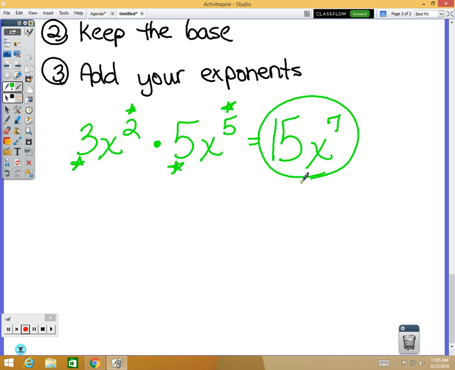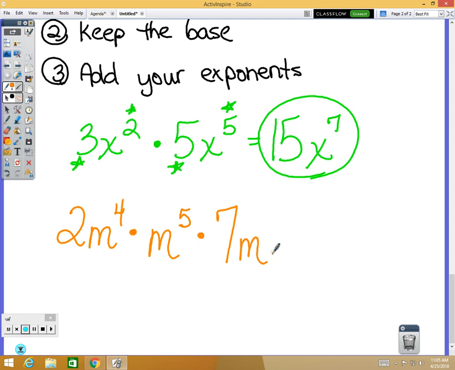All right, I'm going to give you one to do on your own, and then we'll move on. Let's say we have 2m to the 4th power times m to the 5th power times 7m. Try that one on your own. All right, Stephen, what'd you get? 14m to the 10th power. Who all got that? Oh, that's lots of people.